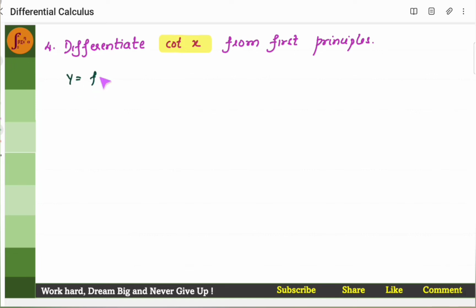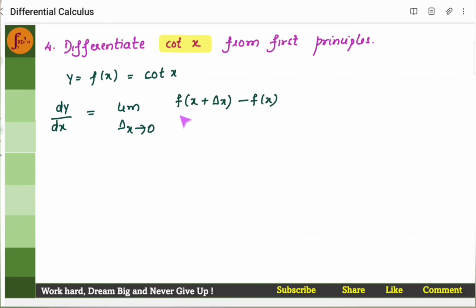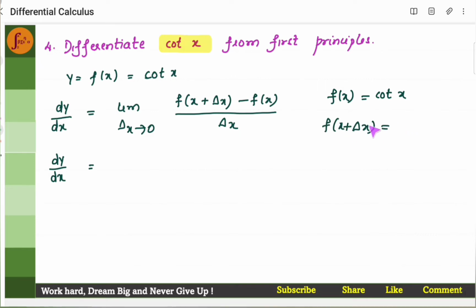y is equal to f of x is equal to cot x. Basically y is equal to cot x. We'll have to differentiate. So dy by dx is equal to limit, we'll use that formula, limit delta x tending to 0, f of x plus delta x minus f of x upon delta x. f of x is equal to cot x. So what is f of x plus delta x? Instead of x, we'll put x plus delta x. So it's going to be cot of x plus delta x.